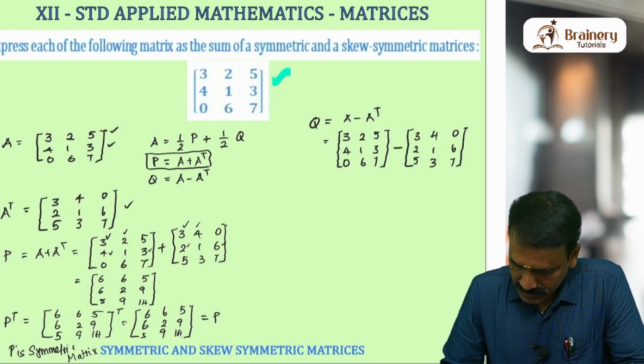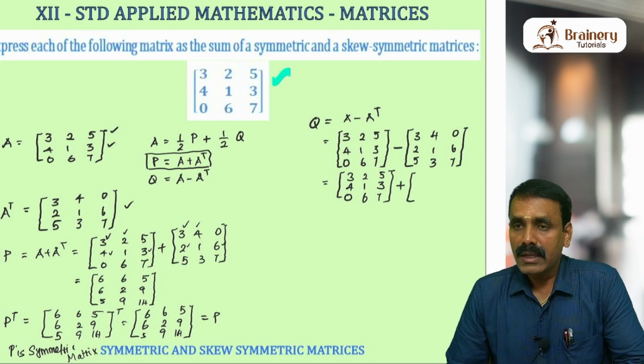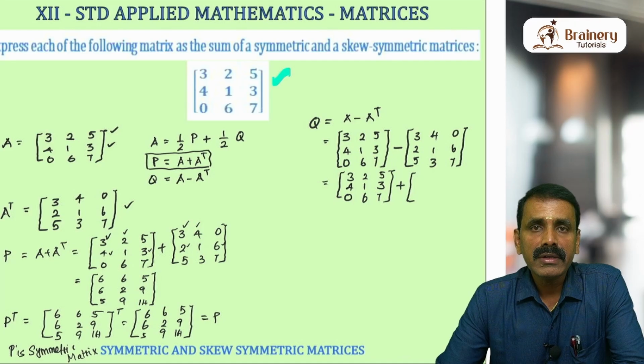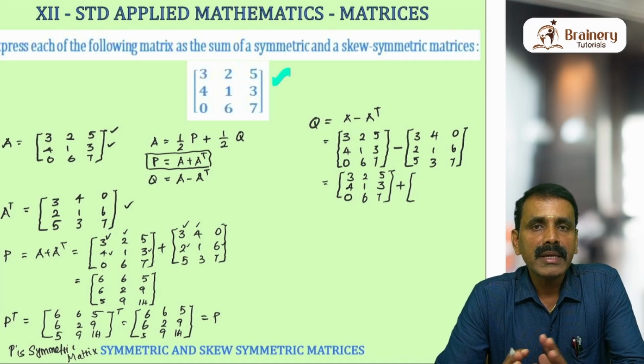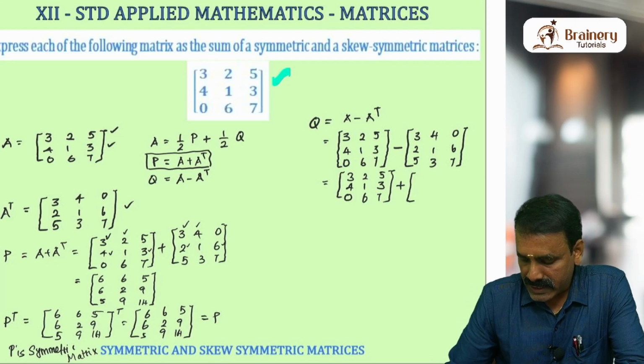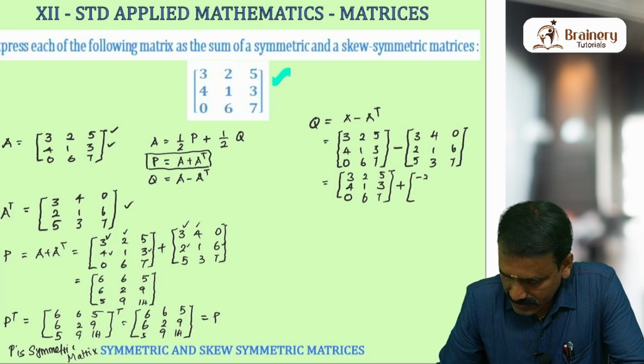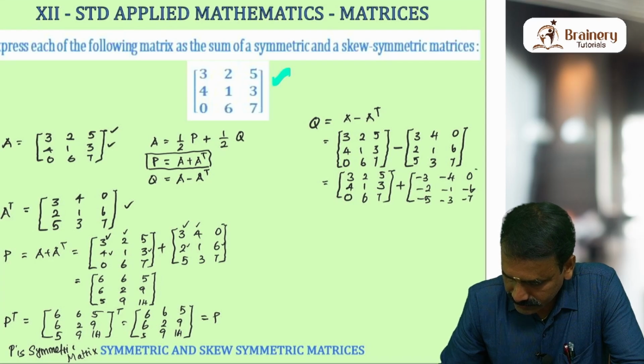So I want to subtract. For subtraction, I will do one more step. So I write 3, 2, 5, 4, 1, 3, 0, 6, 7, the first matrix as such. I change minus to plus and convert the second matrix to a negative matrix. How to find the negative matrix of a given matrix? Multiply throughout by minus, so this minus is transferred inside. So what you are going to get? Minus 3, minus 4, 0, minus 2, minus 1, minus 6, minus 5, minus 3, minus 7.